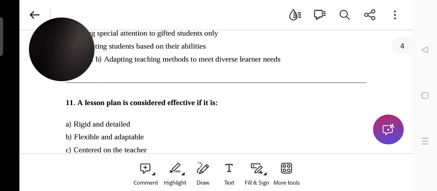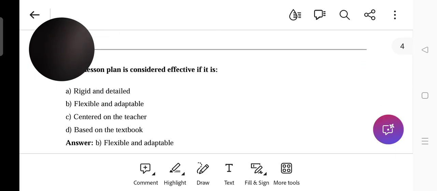So next question, a lesson plan is considered effective if it is option A, rigid and detailed. Option B, flexible and adaptable. Option C, centered on the teacher. Option D, based on the textbooks. So the lesson plan is considered effective if it is flexible and adaptable.